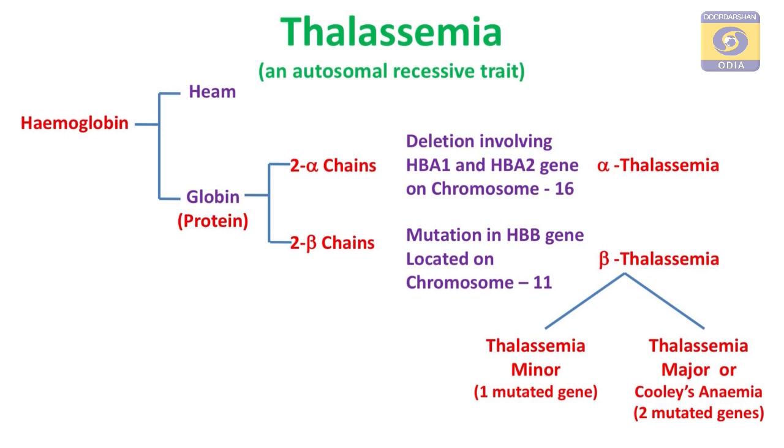And when there is mutation in the gene HBB and the body fails to produce beta chain, that is called beta thalassemia. If the offspring inherits only one mutated gene, that is heterozygous condition called thalassemia minor with mild symptoms, but the most severe type is thalassemia major, in which the offspring receives 2 copies of mutated genes. This is also known as Cooley's anemia.